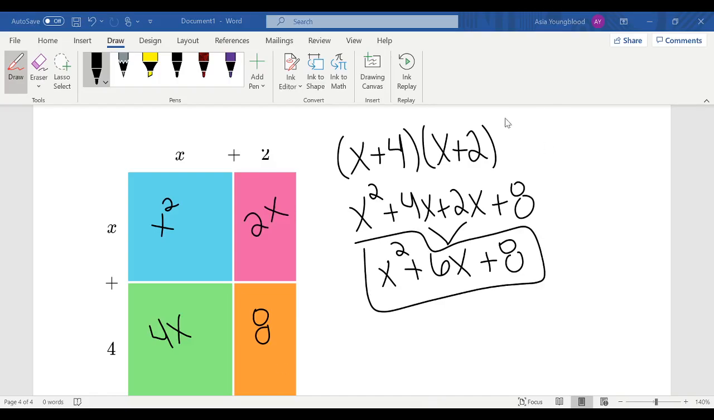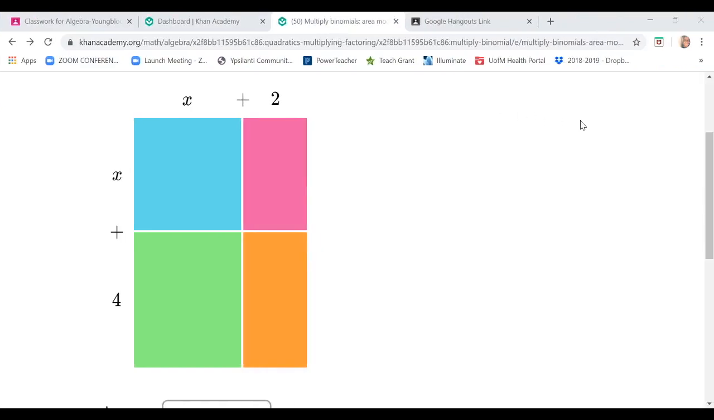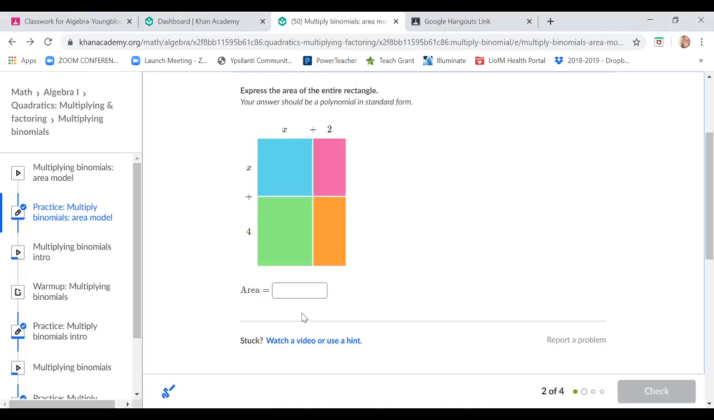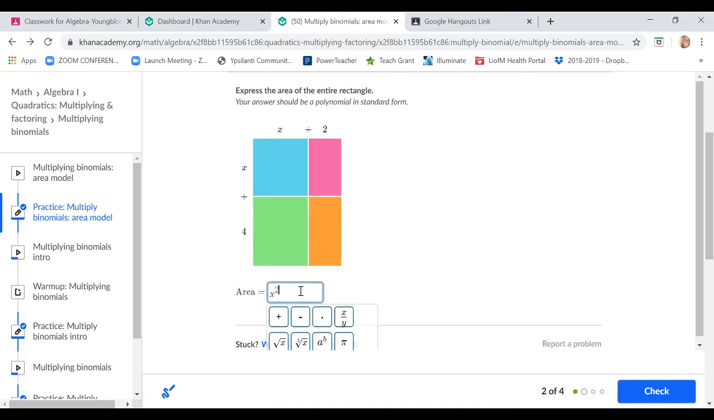Let's go ahead and switch back and type that in. So we said we had x squared plus 6x plus 8.